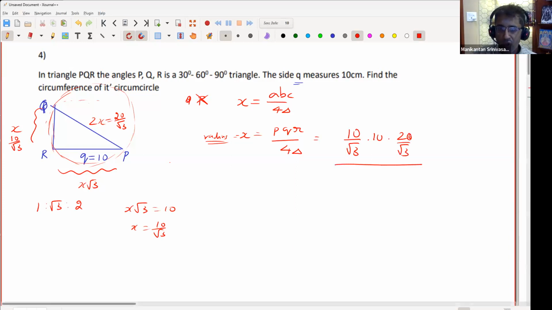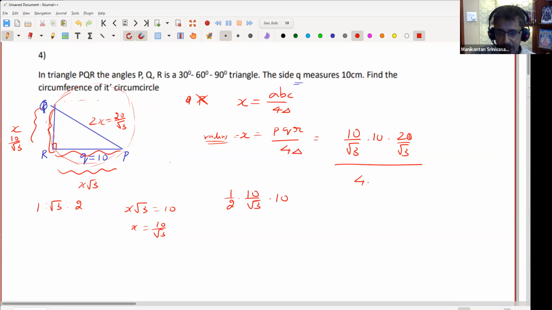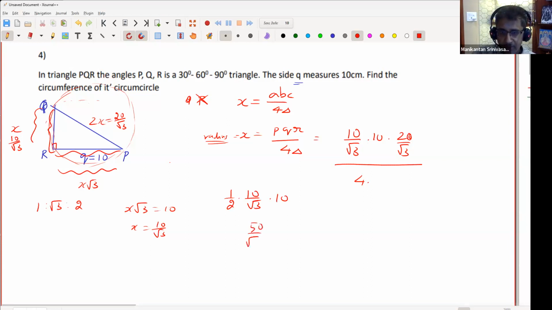Whole upon 4 delta, 4 times. What is area? Area is half into base into height. So the height is 10 by root 3, and the base is 10. So whatever that is, it's 50 upon root 3. Okay, so 50 upon root 3.